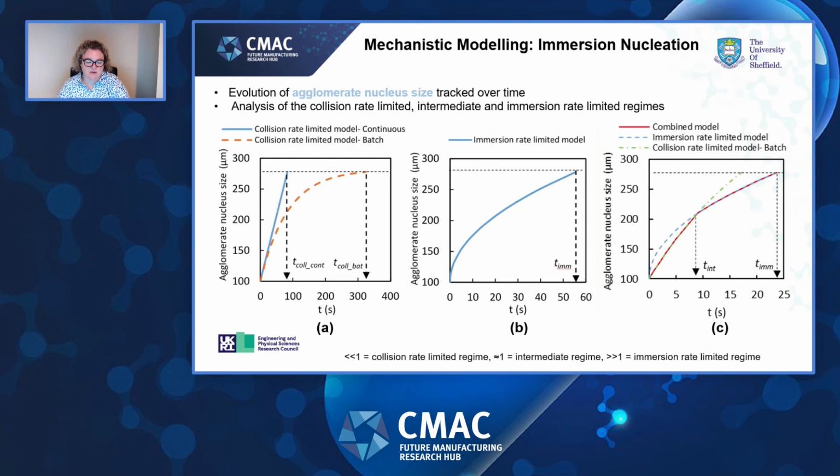the batch versus continuous. And the main difference between batch and continuous is that the availability of particles at the surface will be different depending on how you operate the agglomerator. In the center, we have the immersion rate limited model. And then on the very right, we have the combined model. And basically, this is the model where we know we're always limited by something. So basically, we follow the collision rate limited model up until the transition point, and then we follow the immersion rate limited model after that.